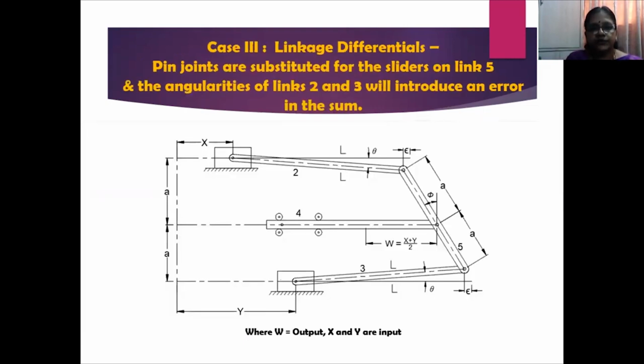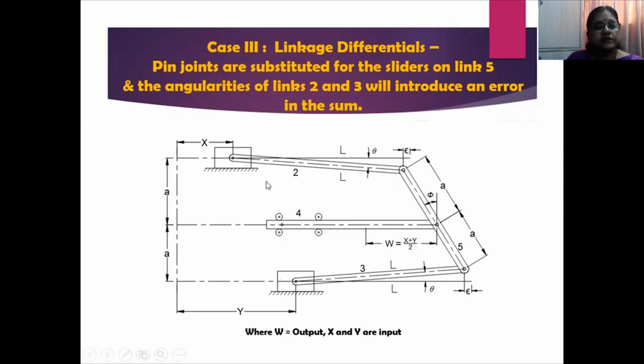Now let us go to case 3. Case 3 is again another linkage differential. In this particular case, there is again a modification in the previous mechanism. The modification is again in link 5. Instead of making a slotted link, here we are joining link 2 and link 3 to link 5 with pin joints.